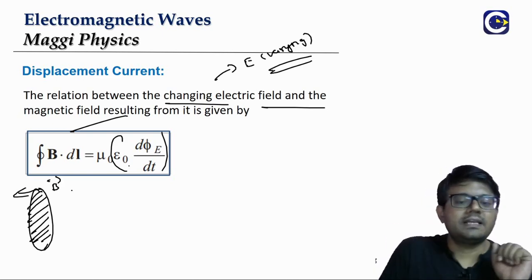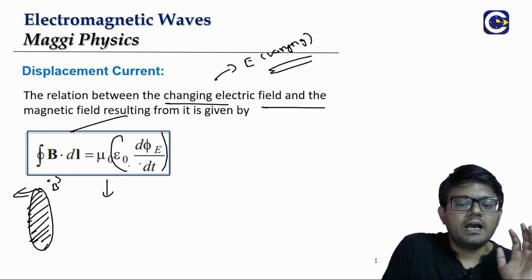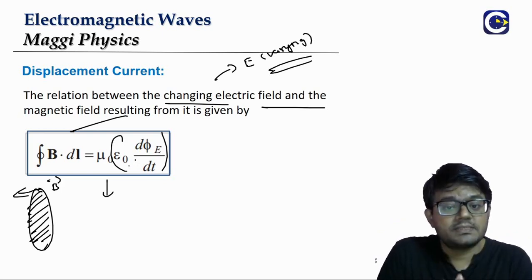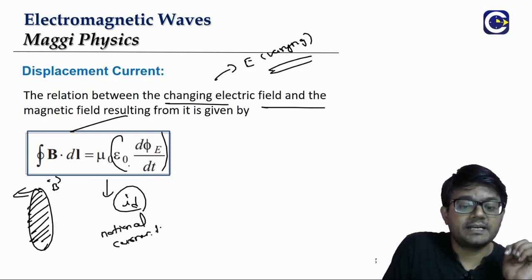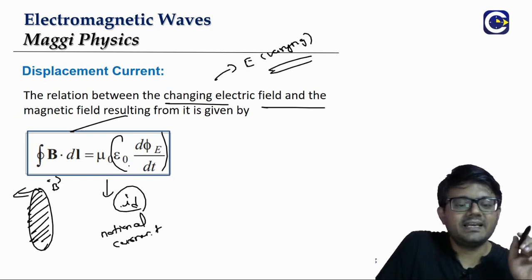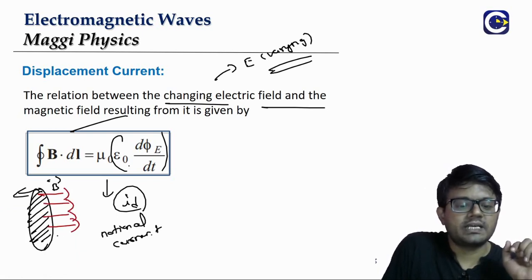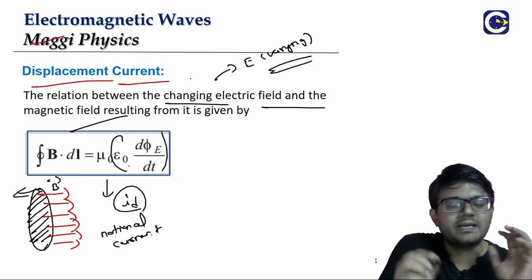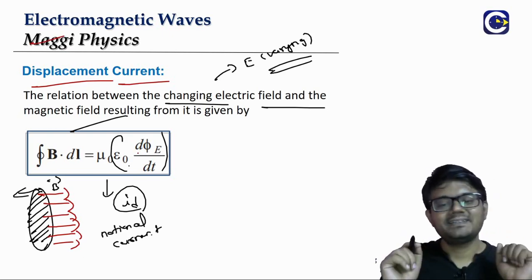If we look at this relation and compare it with Ampere's loop rule, in the place of the current a separate term comes. What is the term that you are getting? Epsilon naught times d phi e by dt. So that is what we are going to consider as a notional current. It is going to be called a displacement current. From the total loop area we think of it as if there is a notional current. This is not a real current, it is a notional current, which we call the displacement current. Its value is epsilon naught times the rate of change of electric flux through that loop area.